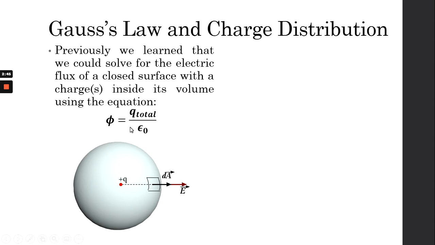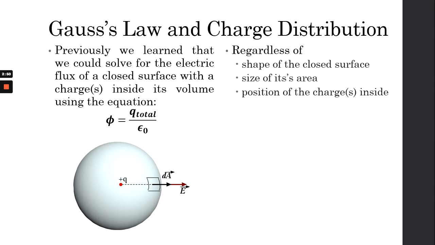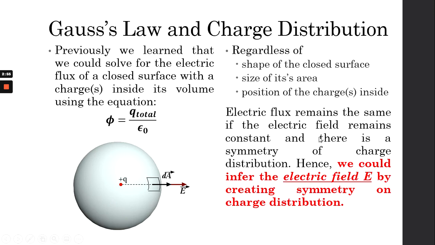And if you notice from this equation, regardless of the shape of the surface, the size of the area of your surface, and even the position of the charges, the electric flux remains the same. If you look at your equation, the shape does not affect it, the size of the area does not affect it, and even where the charges are positioned inside does not affect it, meaning the electric flux will remain constant.